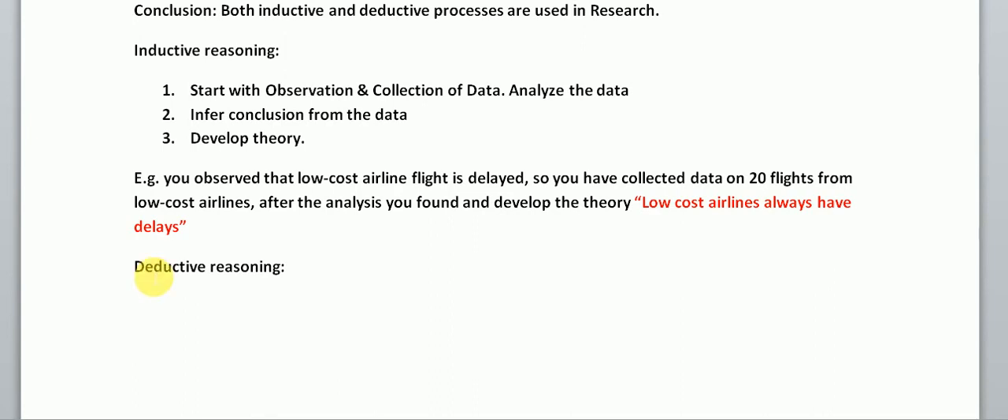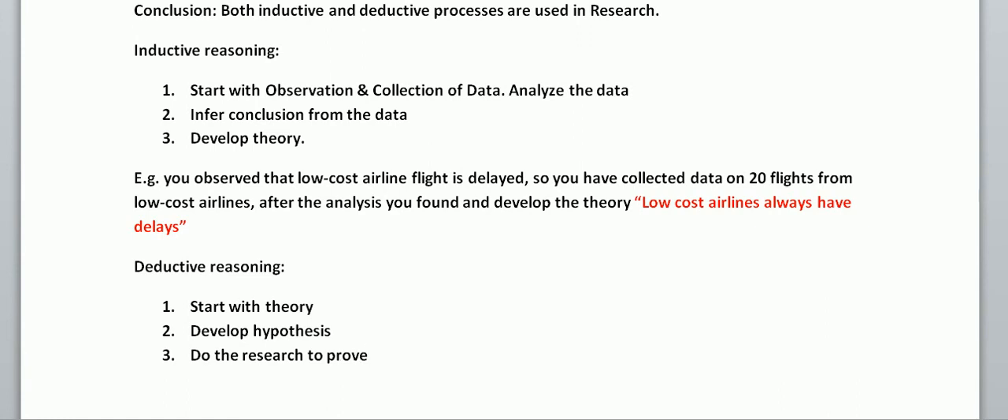So dear students, in deductive reasoning, again there are main 3 steps we have. Number 1, in deductive reasoning, we start with a theory. It means we must have a theory first, right? If there are no theories, then you cannot start with deductive reasoning or deductive type of research. So we start with the theory, and then we develop hypothesis or hypotheses if there are many hypotheses, right? And then we do the research to prove the hypothesis.